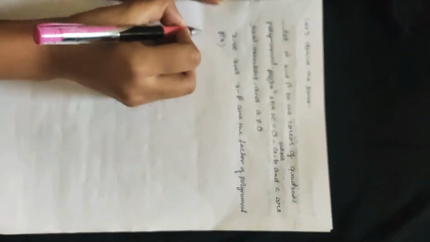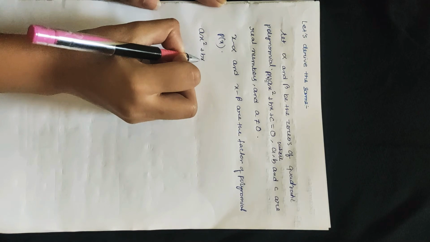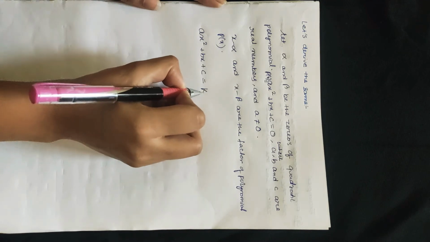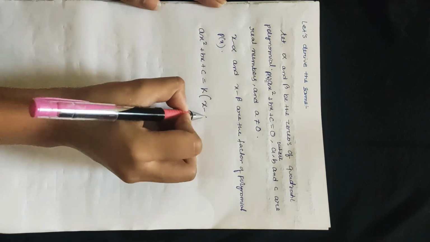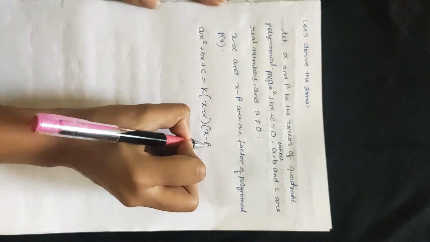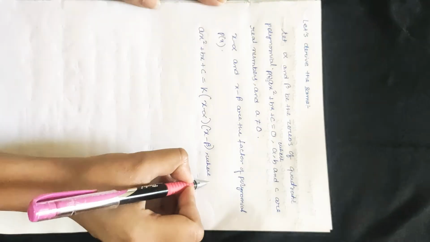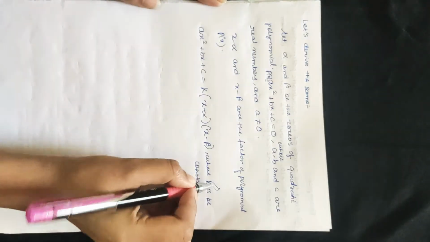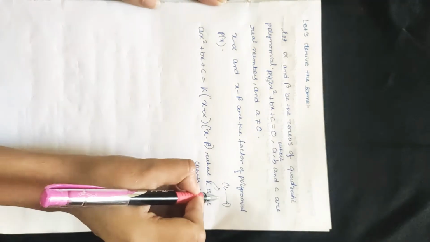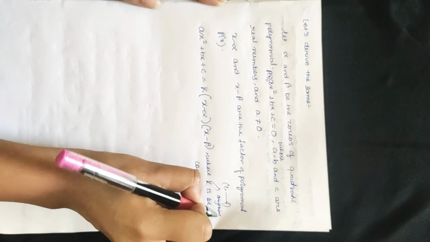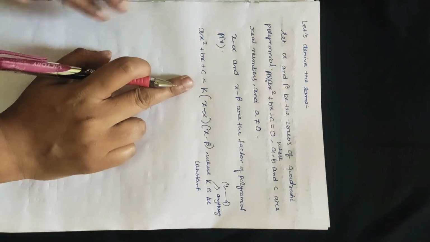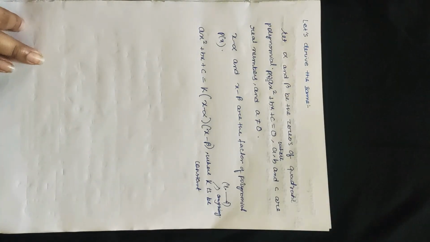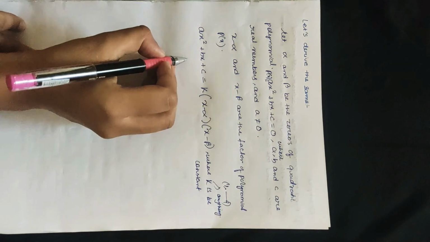Next, let us write down the polynomial as ax square plus bx plus c is equal to k times (x minus alpha)(x minus beta), where let k be some constant. That means the value of k can be 1 to 9, anything. Since we are trying to derive this, we can take the value of k as anything, and these are the roots. Okay, next let's try to solve this.